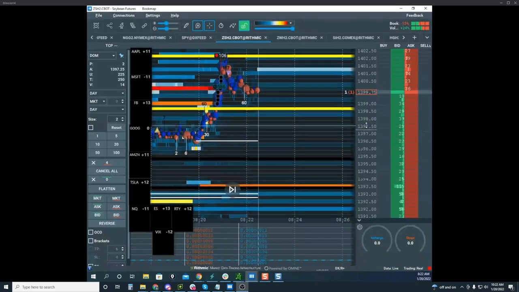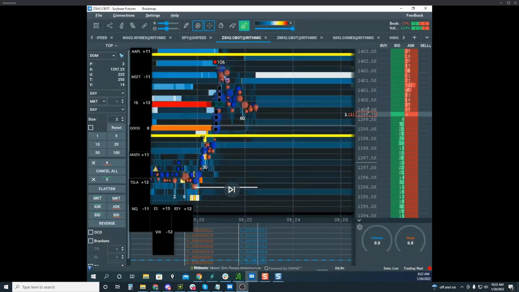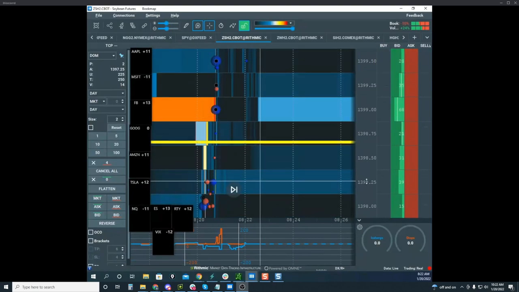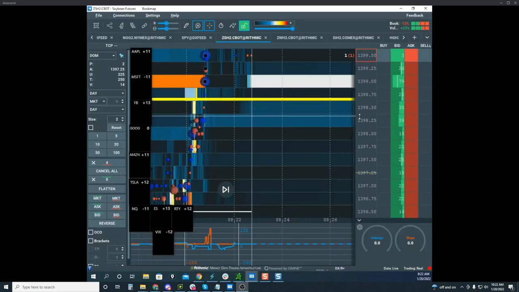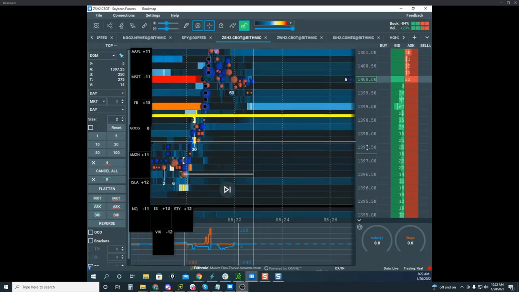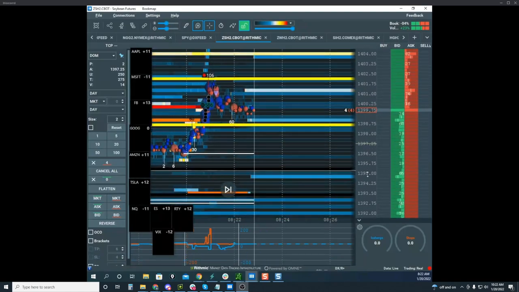All right, so first of all, most importantly, stop-wise, we said a point and a half, right? So now this is a new event. I can now move my stop a point and a half below here. So that would be 97.25. That's a point and a half below this zone. So now this is basically a risk-free trade, right?